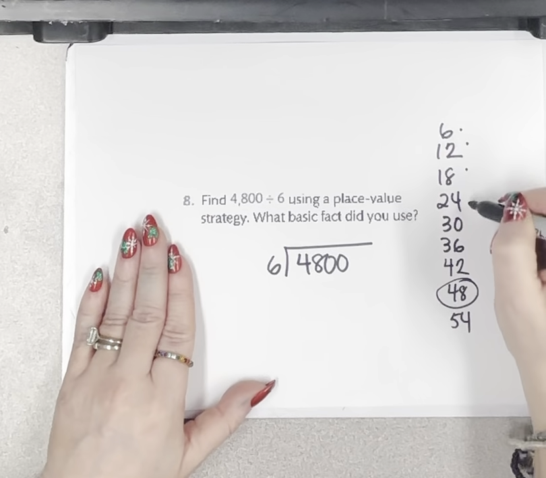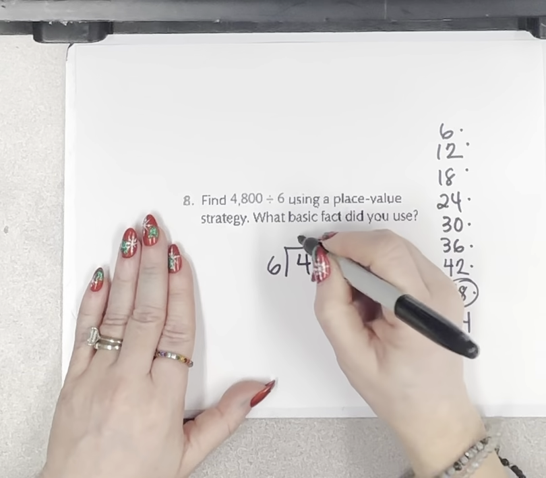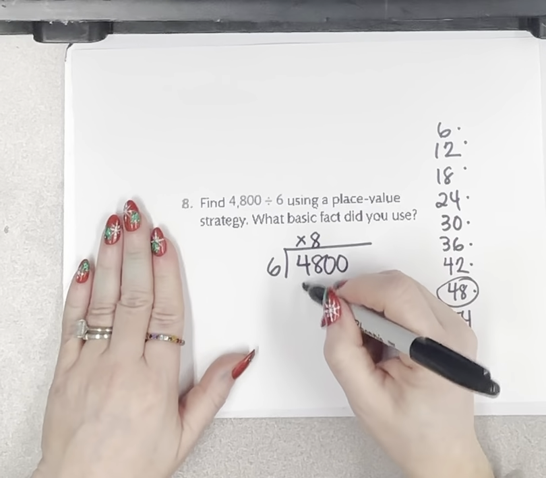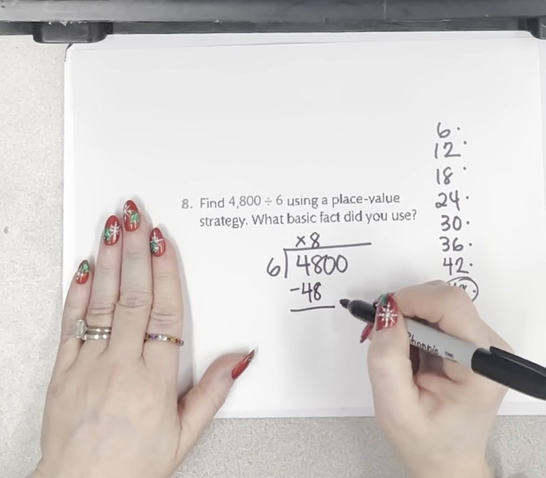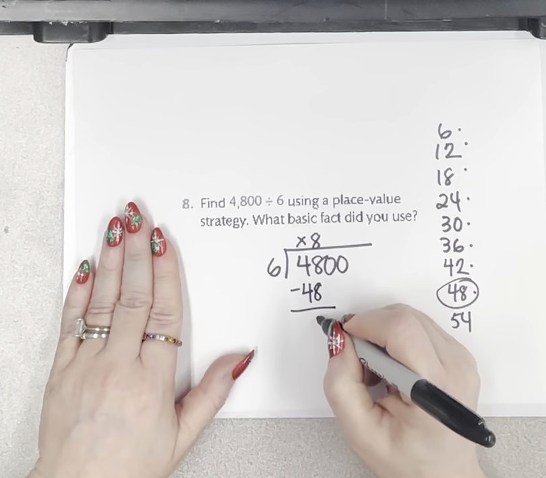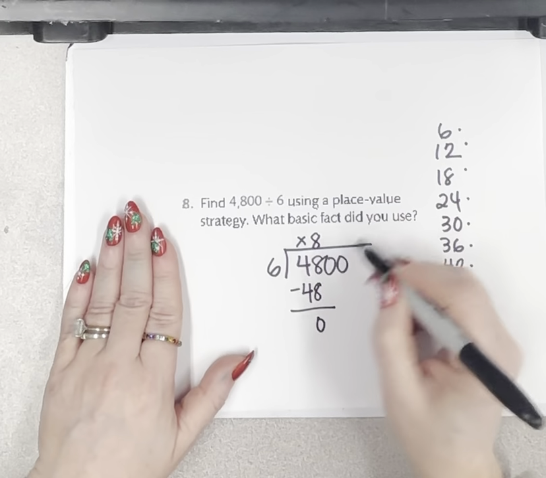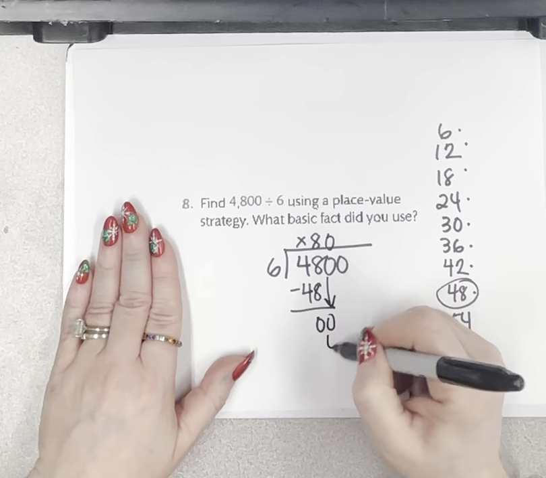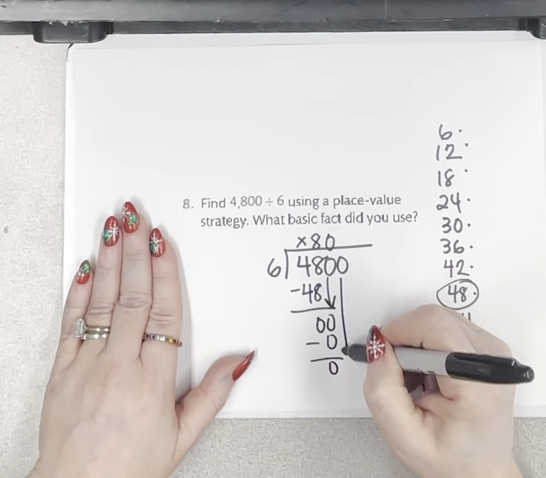1, 2, 3, 4, 5, 6, 7, 8. So 8 times 6, right? 8 times 6 is 48. 6 times 8 is 48. That one rhymes. That's how I always remembered it. Now, I have all these zeros I need to tackle. No big deal, because anything times 0 is 0.